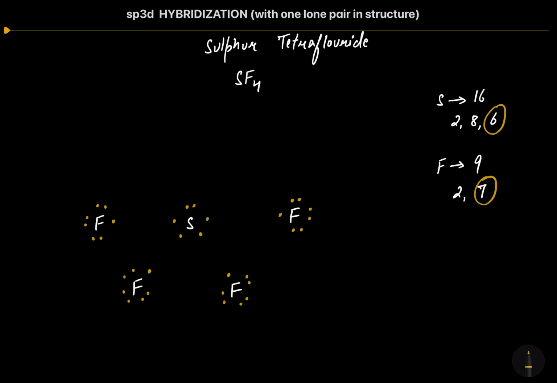Now all the fluorines are going to make a 1-1 bond with the sulfur. That's the first bond of the first fluorine with the sulfur. It's the second bond of the second fluorine with the sulfur. That's the third bond of the third fluorine with the sulfur. That's the fourth bond of the fourth fluorine with the sulfur.